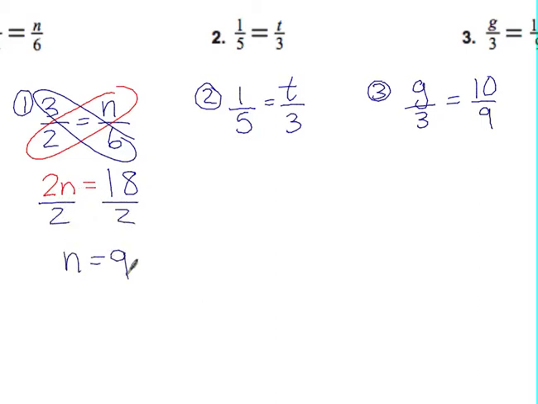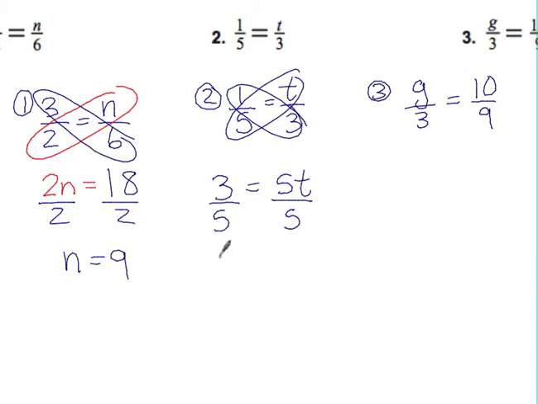Moving on to number 2. Again, we're going to create our little lassos. 3 times 1, 3 times 1 is 3. 5 times t is 5t. We divide by 5, and we get 3/5 equals t. And you can rewrite that using the symmetric property as t equals 3 over 5.